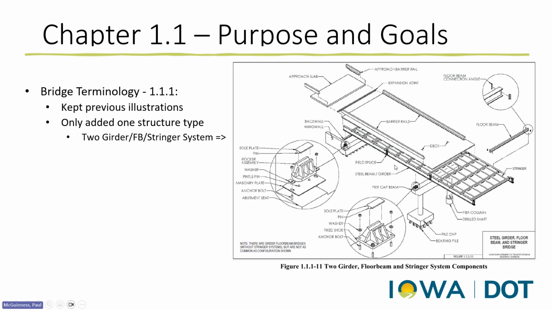Section 1.1, we still have the bridge diagrams, the isometric diagrams. We like those. We kept those there. We just added this additional one, which is a 2-girder floor beam stringer system. These are good because they promote consistency of labeling different components across the state, as well as for new users or people new to bridges who may not know bridge terminology. So kind of like your version of the berm.